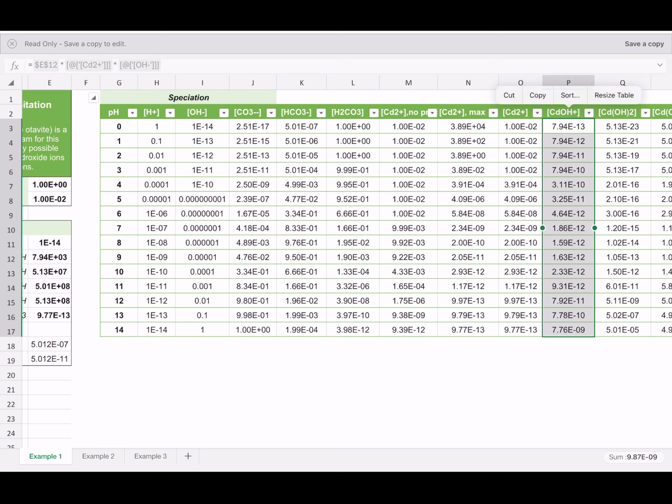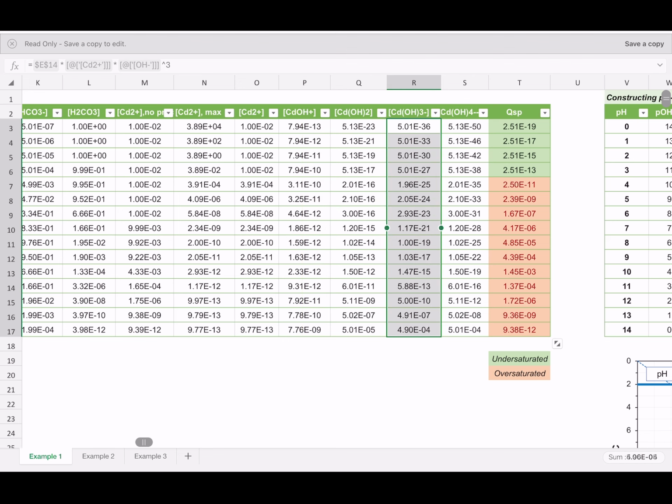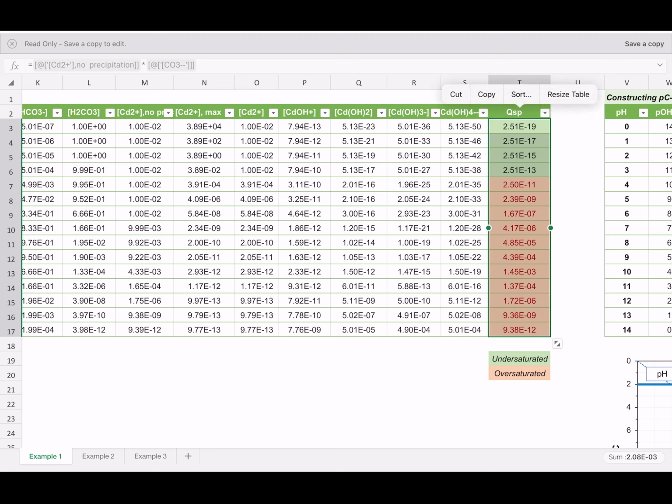Once we have that, the rest would be pretty straightforward: all the cadmium-containing cadmium hydroxide species. And now we can calculate QSP. We can easily calculate it based on KSP, based on the concentration of cadmium and also the complexing agent, which in this case is carbonate. Then we can quickly compare QSP with the KSP. And this is color coded. The function of the color is basically comparing KSP versus QSP. If QSP is lower than KSP, it's green. If it's bigger, it's red.